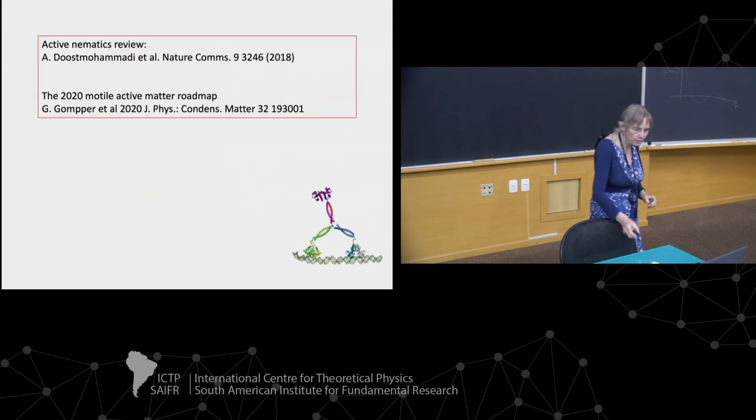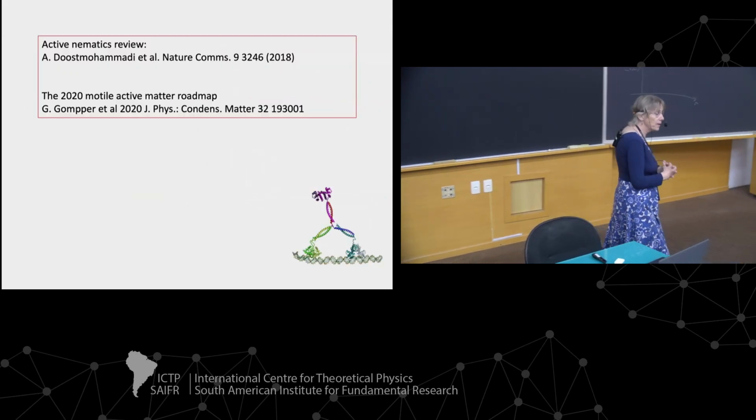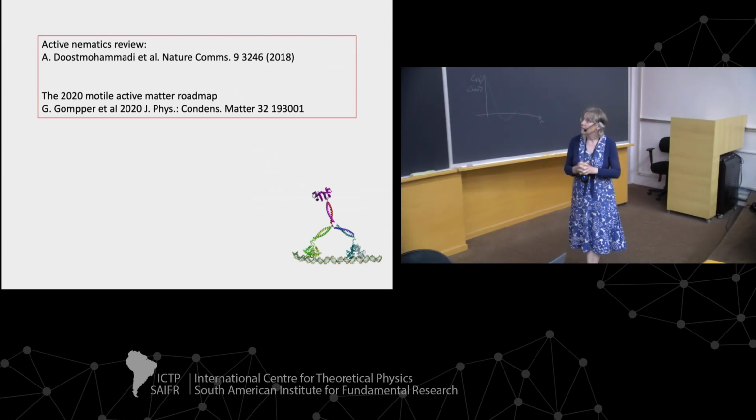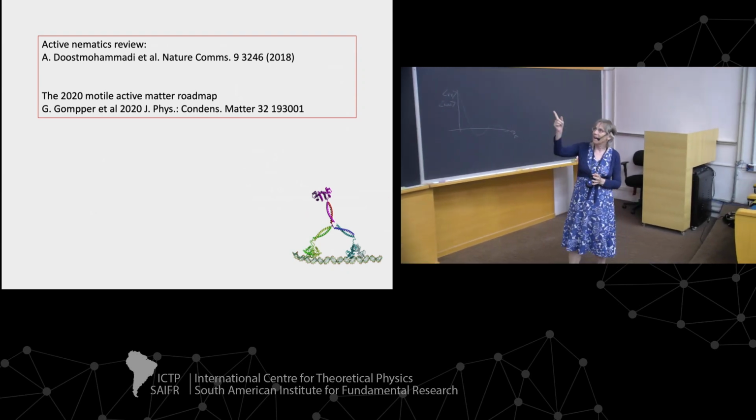And those are a couple of review articles. The first one is on active nematics. The second one is nice because it's sort of 5 pages on all the aspects of active matter and just a few references. So it's a really good way to lead into many topics in active matter physics.